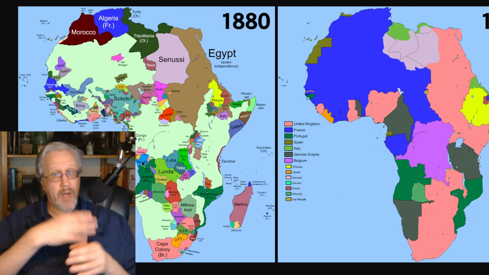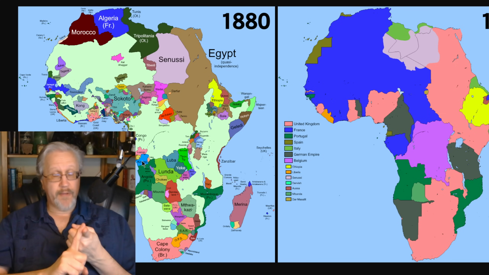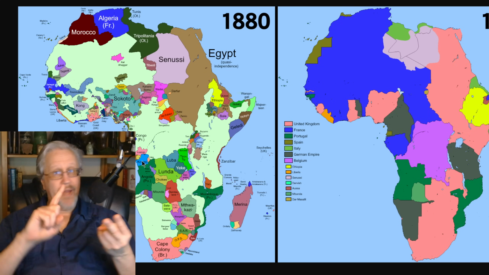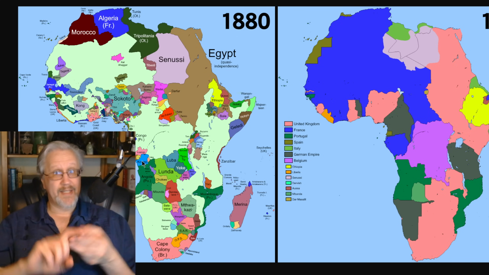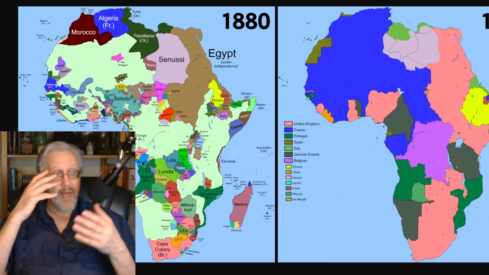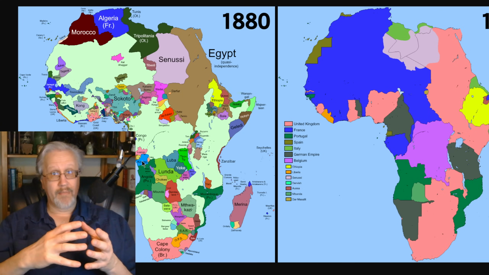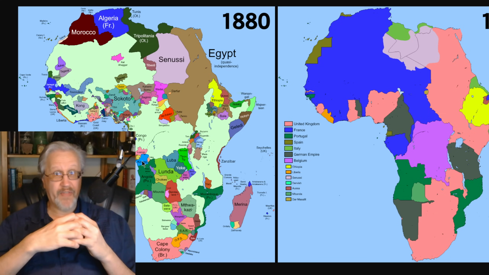But yeah, Europeans are not going to go into that mess because not only are the tsetse flies going to kill their horses, but the malaria is going to kill the men. And if it isn't the malaria, then there are a lot of other diseases in Africa that are just waiting to eat up the Europeans when they get there.